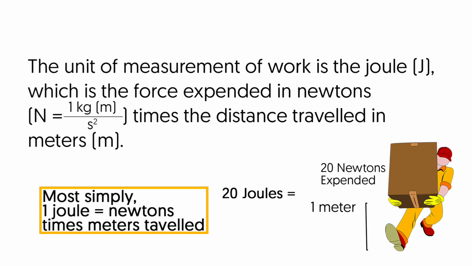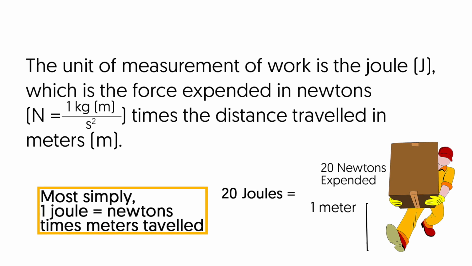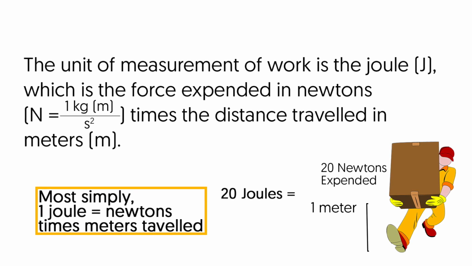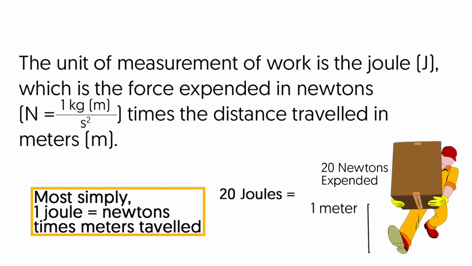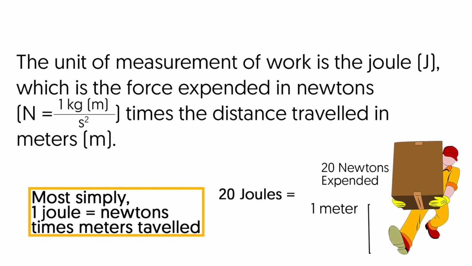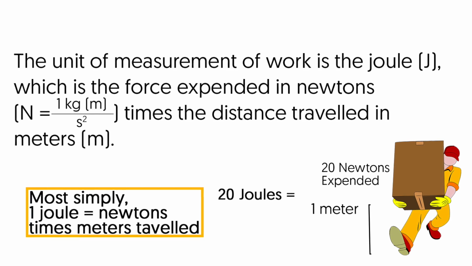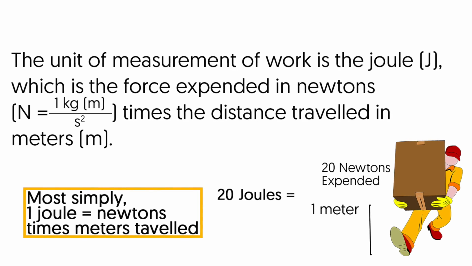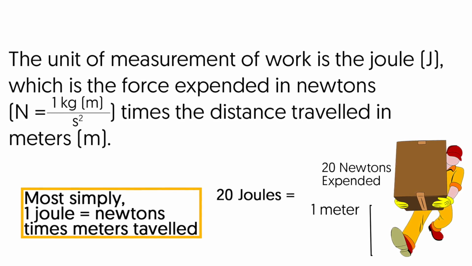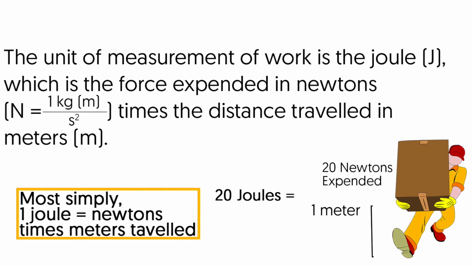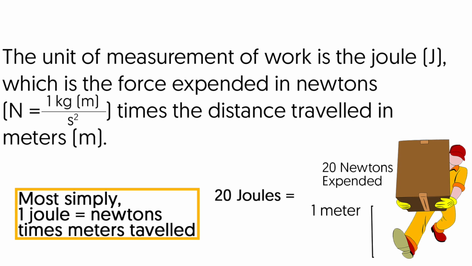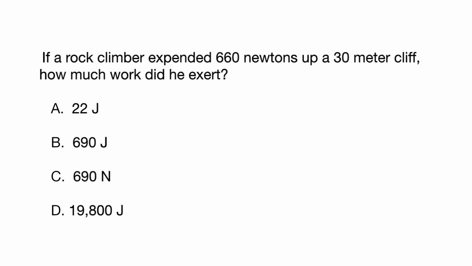The unit of measurement of work is the joule, which is the force expended in newtons times the distance traveled in meters. So, for example, imagine there is a box on the ground. You go to lift it 1 meter off the ground. If you cannot get it off the floor, you have not achieved work. If, however, you do lift it 1 meter and expend 20 newtons of energy doing so, you have achieved 20 joules of work, because you lifted the box 1 meter using 20 newtons, and 20 newtons times 1 meter is 20 joules. Make sense? Let's try some other examples.